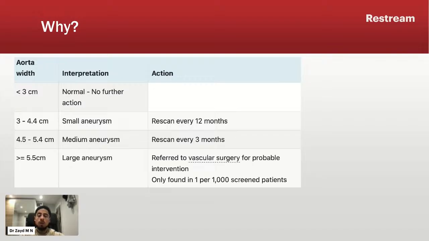Again, this is only found in about one in 1,000 screened patients. Okay, so I know in the UK there's a screening program which starts, I think, for everyone above the age of 60, I believe, who begins to be screened for AAAs. So anything that's seen, they are then appropriately referred to vascular surgeons or cardiology for appropriate management. Okay, so moving on.